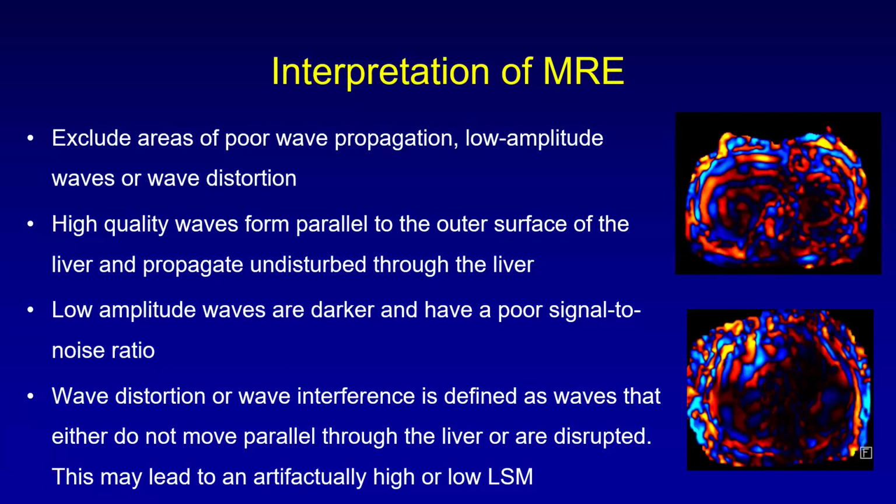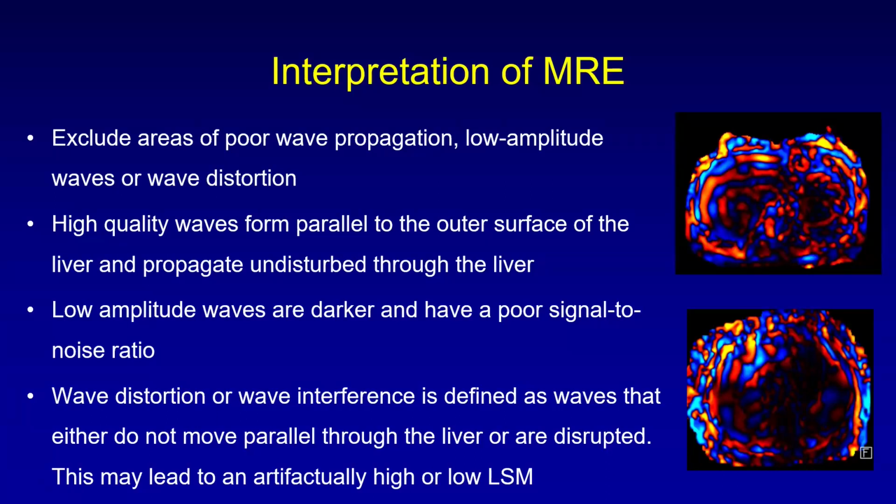Once you get this acquisition, how do you interpret the MRE? You have to look at the color wave map. That's very important. You have to exclude areas of poor wave propagation, low amplitude waves, or wave distortion. The wave at the top is a better amplitude wave than the wave at the bottom. The reason is that a high quality wave forms parallel to the outer surface of the liver and propagates undisturbed through the liver. Low amplitude waves are darker and have a poor signal to noise ratio, as you can see in the image at the bottom.